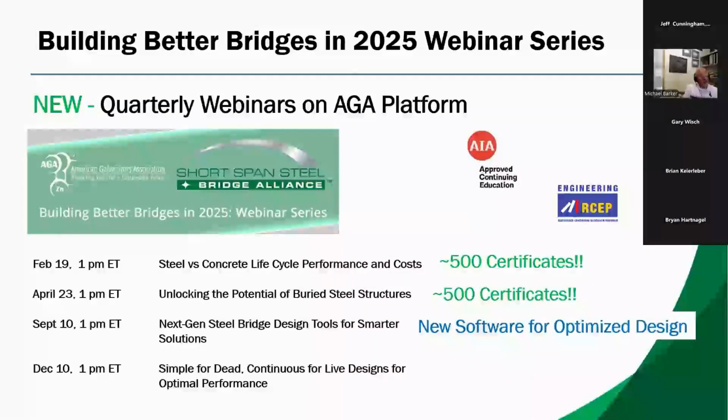Here's that one I just mentioned, Building Better Bridges in 2025. We've already done 2 of them on February 19th and April 23rd, and you can see the titles there. We gave out about 500 certificates from that. That's very similar to what you're doing today, where AGA will send you a certificate of attendance.